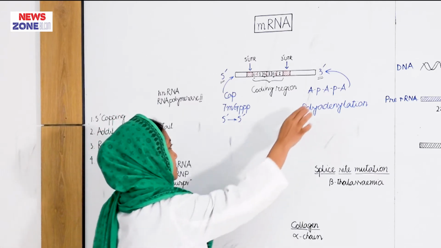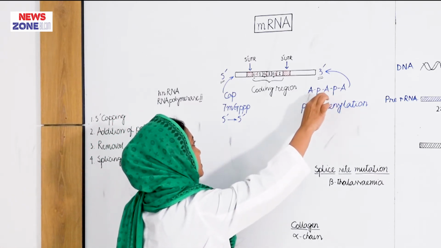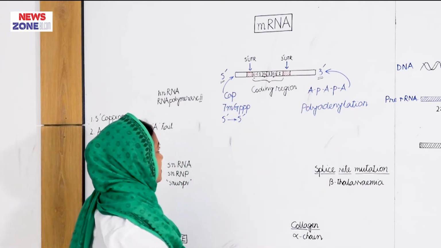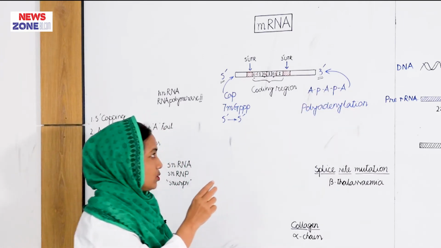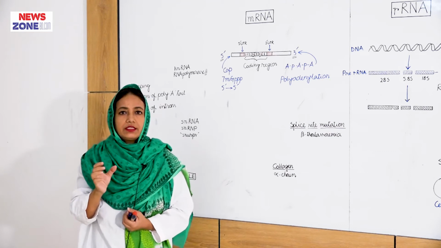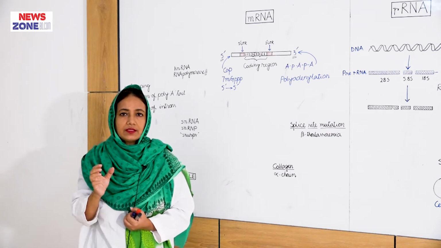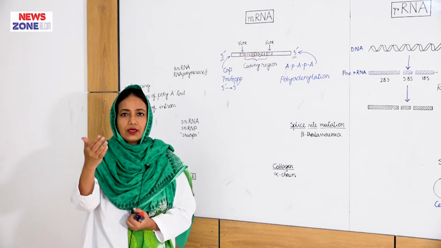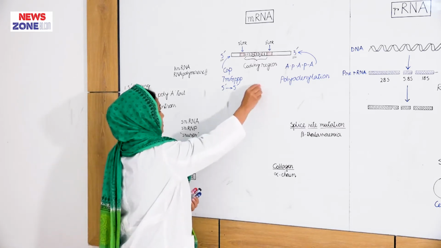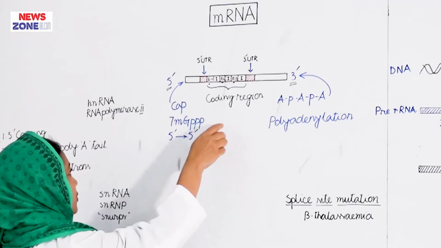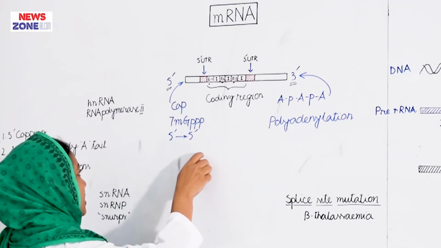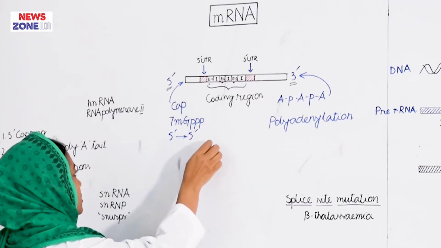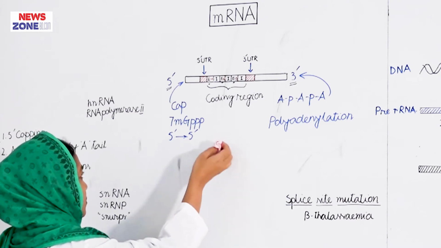Ultimately, these extra adenine bases are removed or excised, and these two modifications stabilize the newly synthesized messenger RNA during its transportation from nucleus to the cytoplasm. So these two modifications protect the newly synthesized messenger RNA from premature degradation by exonucleases.